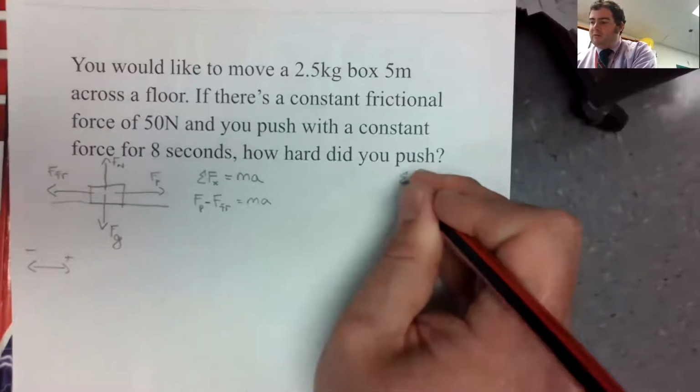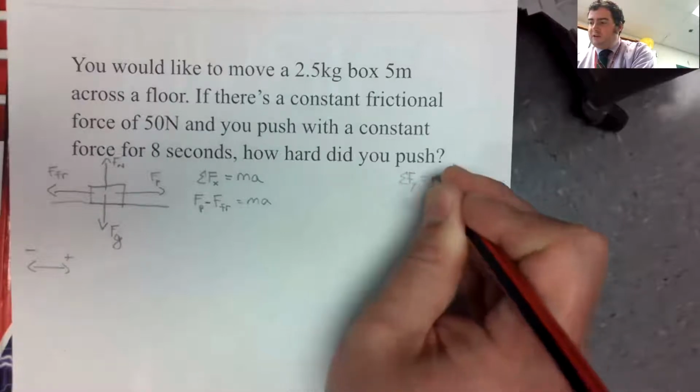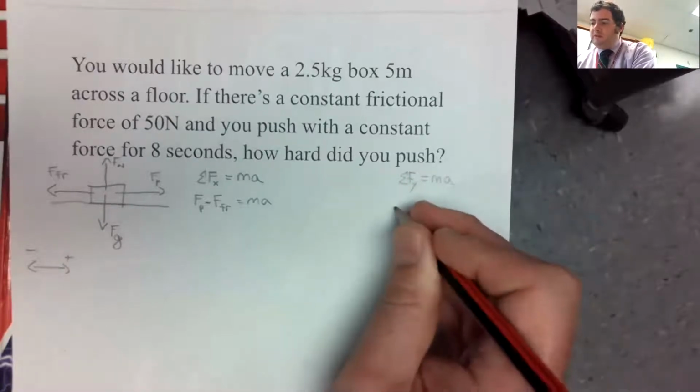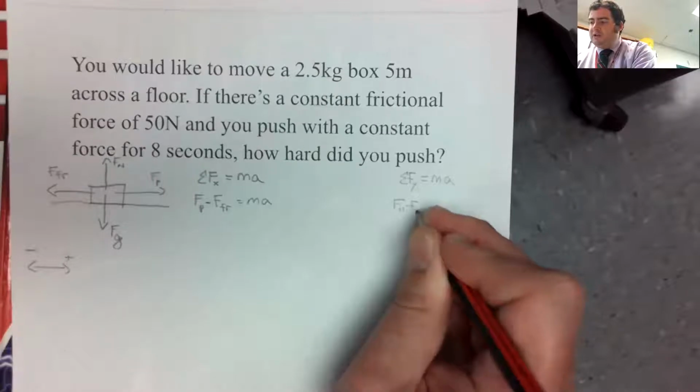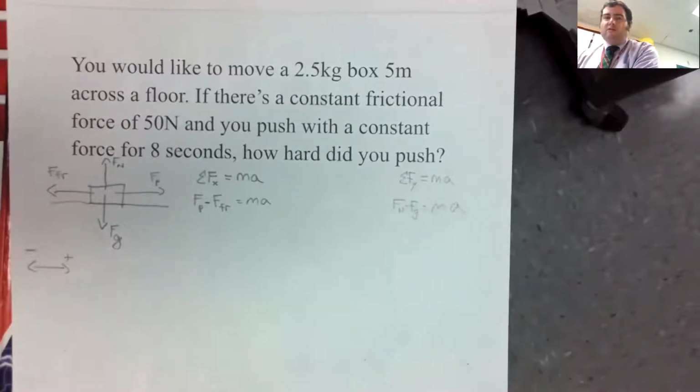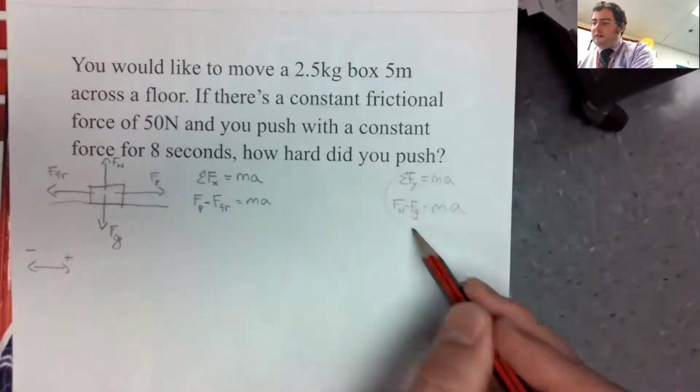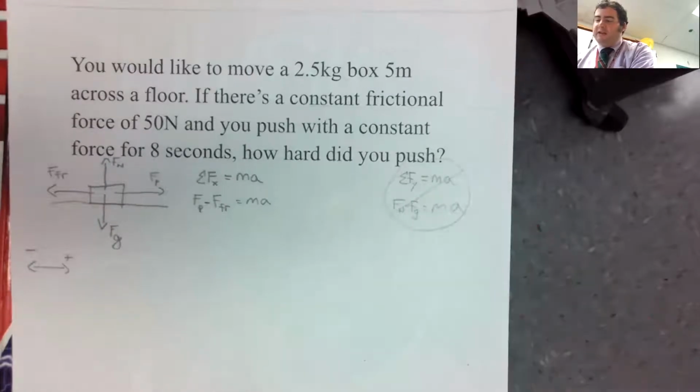So left can fight with right, up can fight with down, but they don't mix. If we really cared about the Y dimension, which you may in another problem, then we could do Fn minus Fg. But you don't have to do that. It's only one of the two axes that's going to matter, either X or Y, and in this problem, it's X.